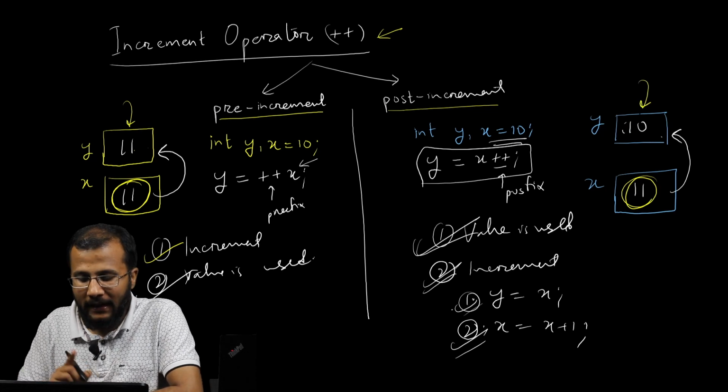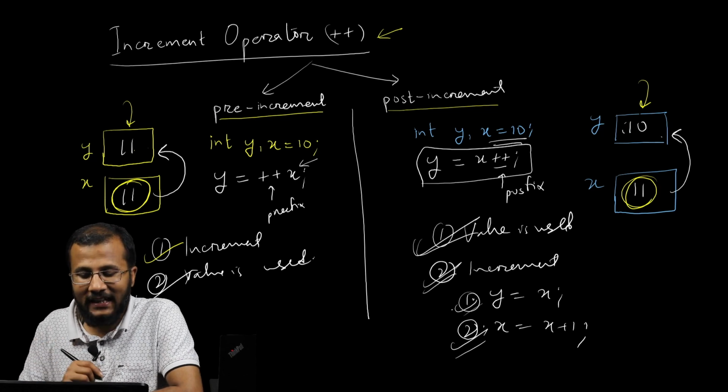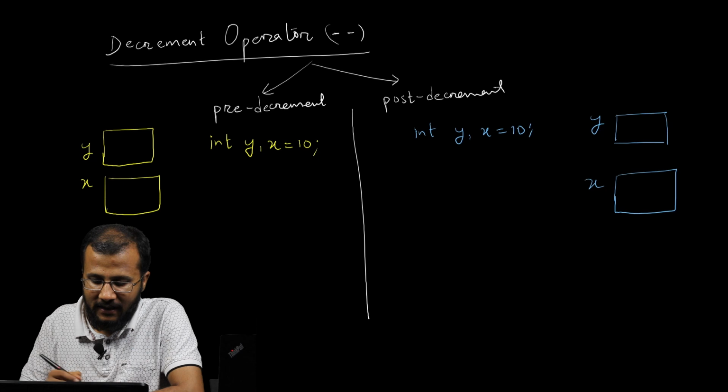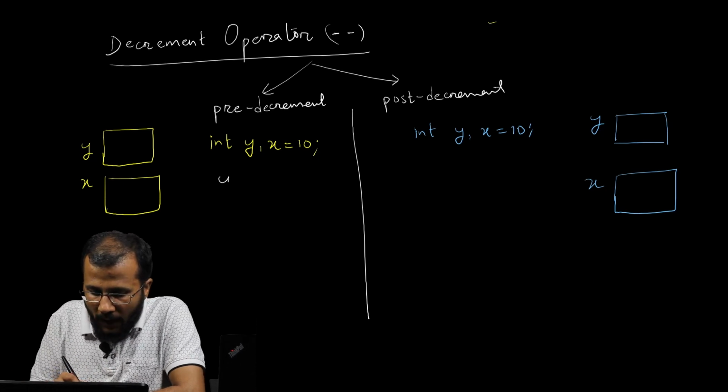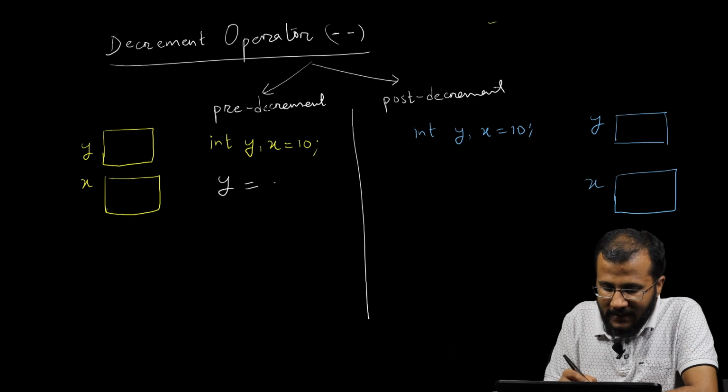So this is how pre and post increment works, and the working of pre and post decrement is also something similar. Let's try to see. Okay, so in this case let me write a statement: y equals, this is pre, so I'll write minus minus x.